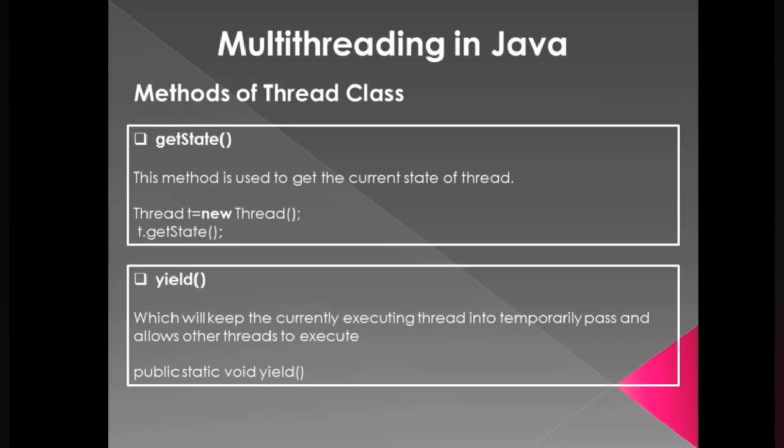Next one we have the getState method. This method is used to get the current state of a thread. Thread t = new Thread(); t.getState(). Next one we have the yield method, which will keep the current executing thread in a temporary pause and allow other threads to execute. Public static void yield().